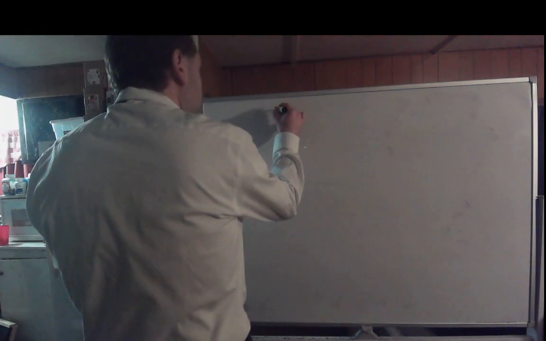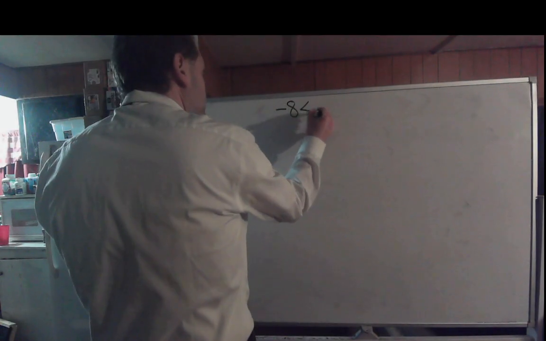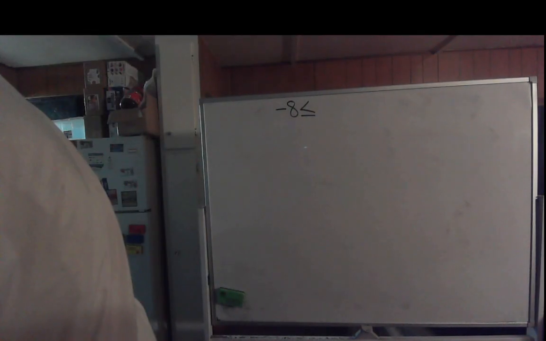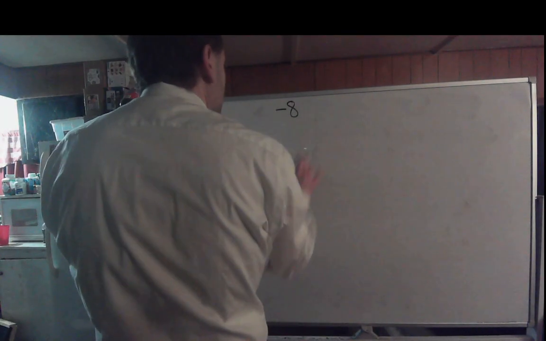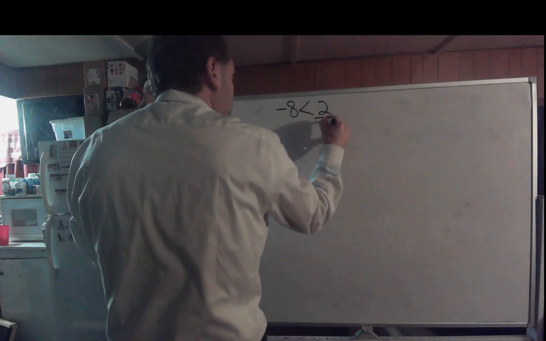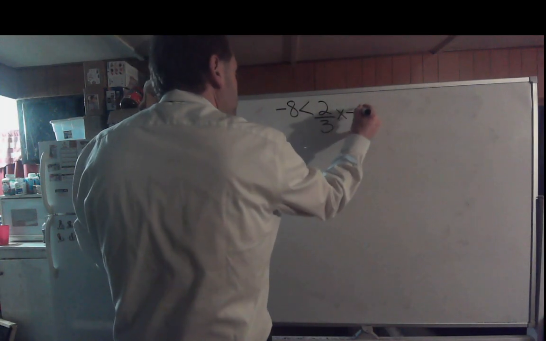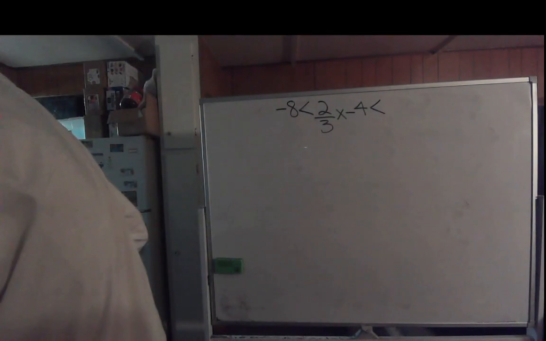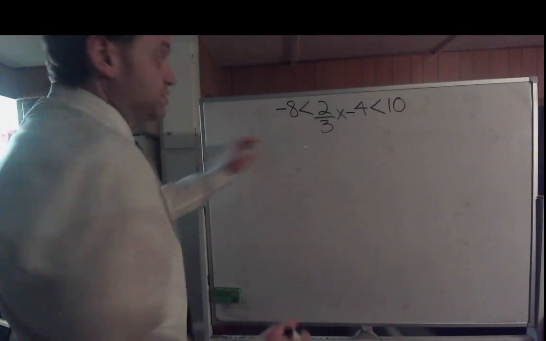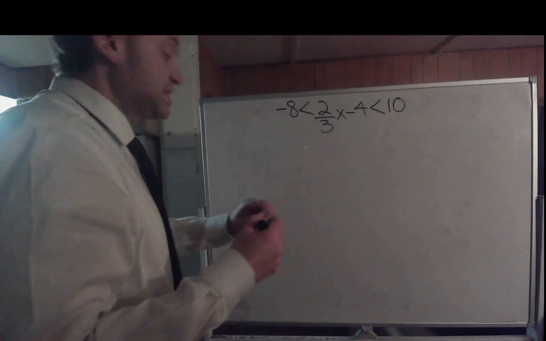Negative 8 is less than or equal to... No, I'm sorry, it's just less than. I almost screwed up there. Negative 8 is less than 2/3 x minus 4, which is less than 10. So negative 8 is less than 2/3 x minus 4, which is less than 10.